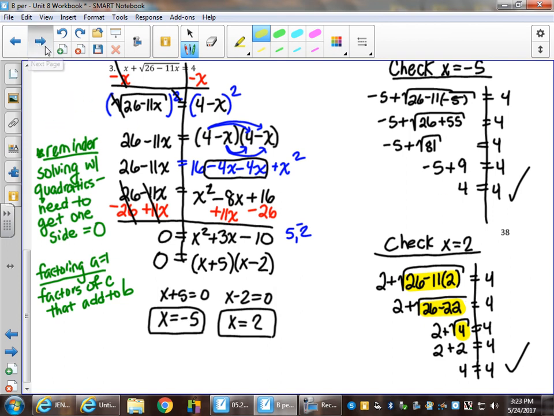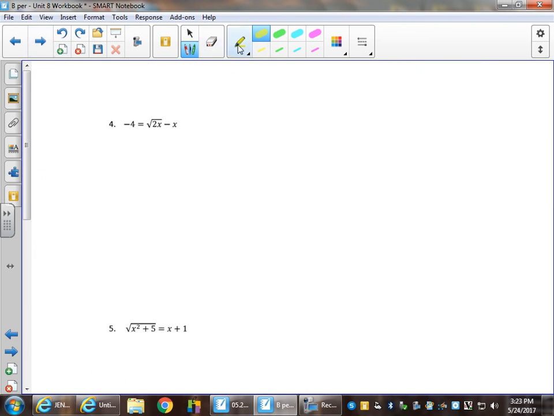All right, let's move on to number 4. Line down the equal sign. So before I jump into solving anything, I notice here that I am dealing only with a single radical. So that first step will be to isolate the radical. Ask yourself, what needs to move? Well, to get the square root of 2x by itself, this x has to move. The opposite, or the inverse of subtracting, is adding. So I will add x to both sides.